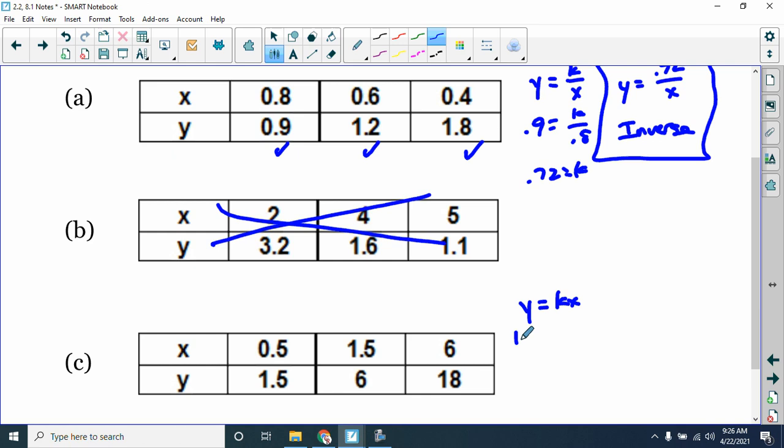Plug in your point for x and y. Divide both sides by 0.5 gives me k equals 3. Based on the first point, y equals 3x would represent direct variation. And then check it for the other points. 3 times 1.5 gives me 4.5. That's not 6. I can stop right there. That equation did not work. That is the only possible equation that would work for the first one. So this one is neither.